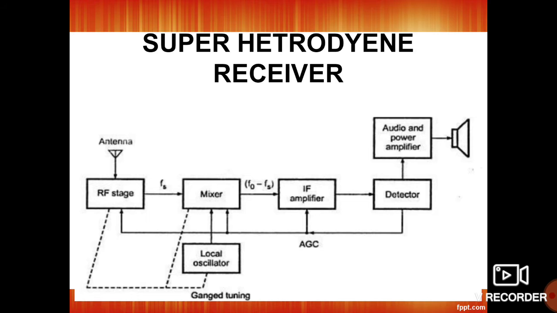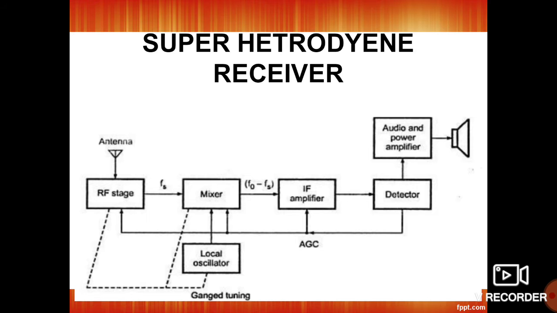The mixer circuit receives another input from the local oscillator. These two signals are mixed in the mixer circuit, and it produces the frequency which is the difference between these two frequencies. Let the local oscillator frequency be FO and the frequency of the signal from the RF stage be Fs. Then the mixer produces FO minus Fs at the output. This FO minus Fs is called the intermediate frequency, and it is given as the input of the IF amplifier.